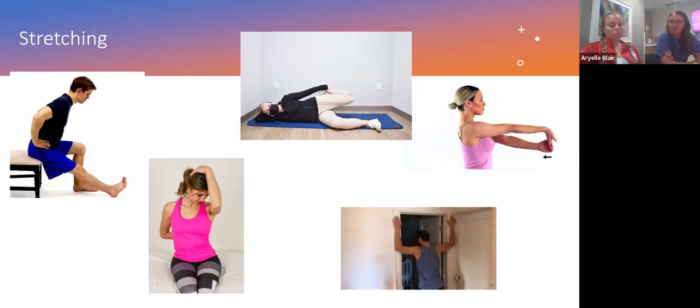For the top stretch for your quads, you can actually also use a towel or a sheet to wrap around your ankle and hold with your hand if you feel like you can't reach all the way down to your ankle. But that's a good one to do. And you can actually pull your leg back a little bit further if you want to get the front of your hip for a hip flexor stretch also.